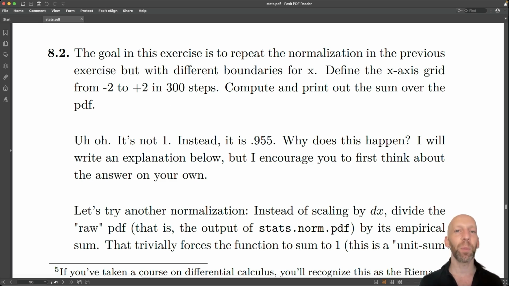the same code in the previous exercise, but instead of going from -4 to +4 in 400 steps, now in exercise 2, we're going to go from -2 to +2 in 300 steps. And then again, compute the sum over the probability values or the output values of the stats.norm function. Okay, so you can already see what's going to happen. But before moving on, I'm going to switch to Python, work through this, and have a small discussion. And then I'll come back and we'll go to the rest of exercise 2.